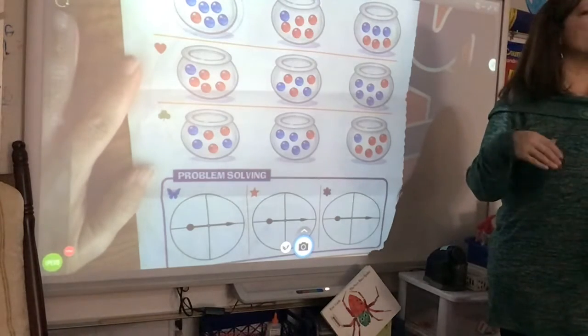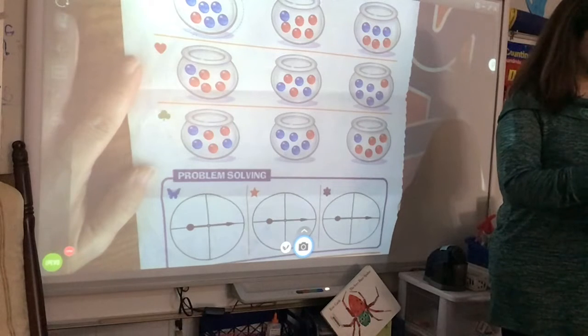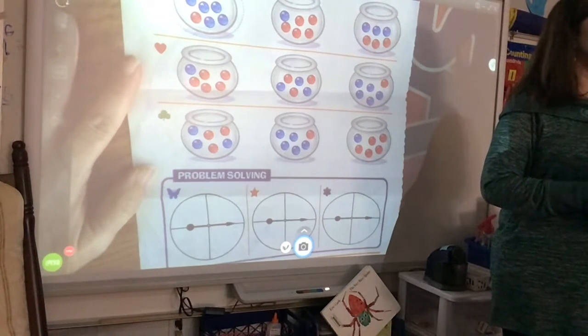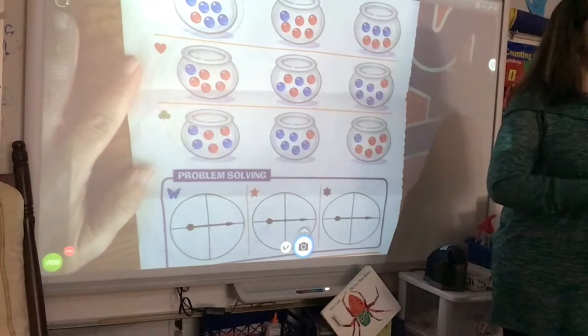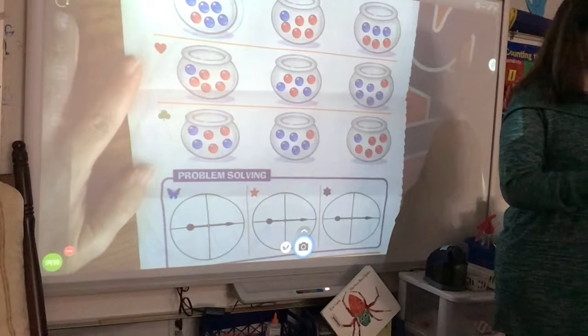Now, the last time we used spinners, but we're still going to use the same idea and figure out if we were going to pick out of a bowl of marbles, would we be more likely or less likely or equally likely to pick something out?